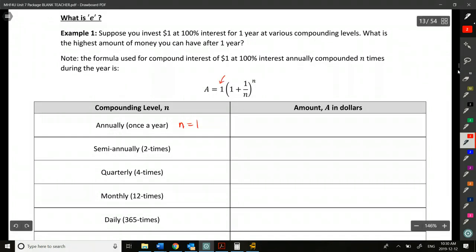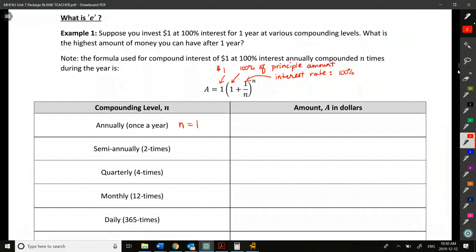This guy right here is going to represent our $1 in this formula. This guy is going to represent 100% of the principal amount. So 100% of that $1. You may recognize this from previous compound interest questions that you've done in grade 11. Okay, and then this guy is going to represent our interest rate. So in this case, our interest rate is 100%, so we're earning 100% on our $1.